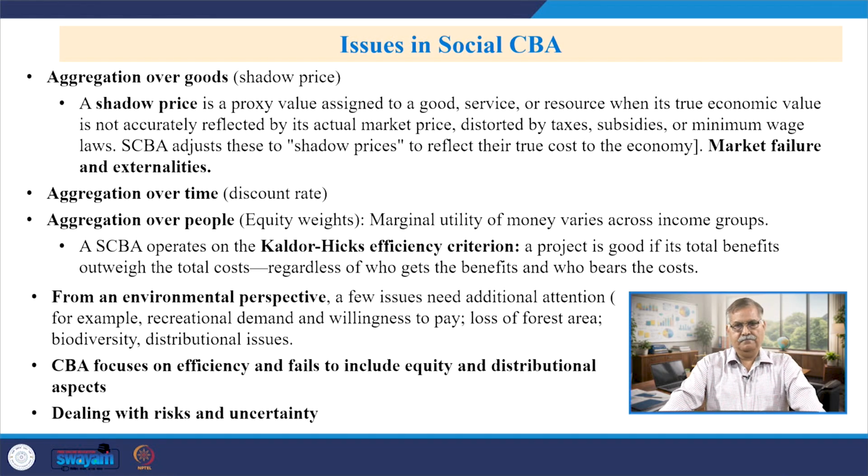When we apply cost benefit analysis in public infrastructure projects, there are a few critical issues on which some understanding is required. First is aggregation over goods. Aggregation over goods means that the project provides several benefits. Some may be direct benefits, some may be indirect benefits, or you can also say there may be multiple goods provided by the project. So, how to aggregate them into a single monetary value?